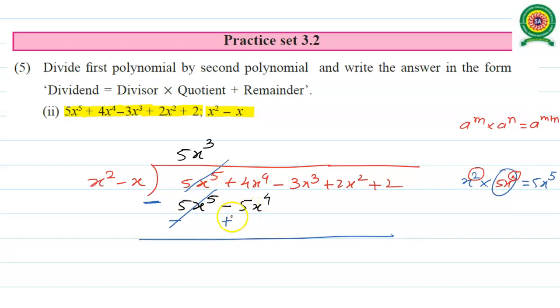4 plus 5. Now we have to consider the bottom sign convention. 4 plus 5 becomes 9. 9 times x raised to 4.